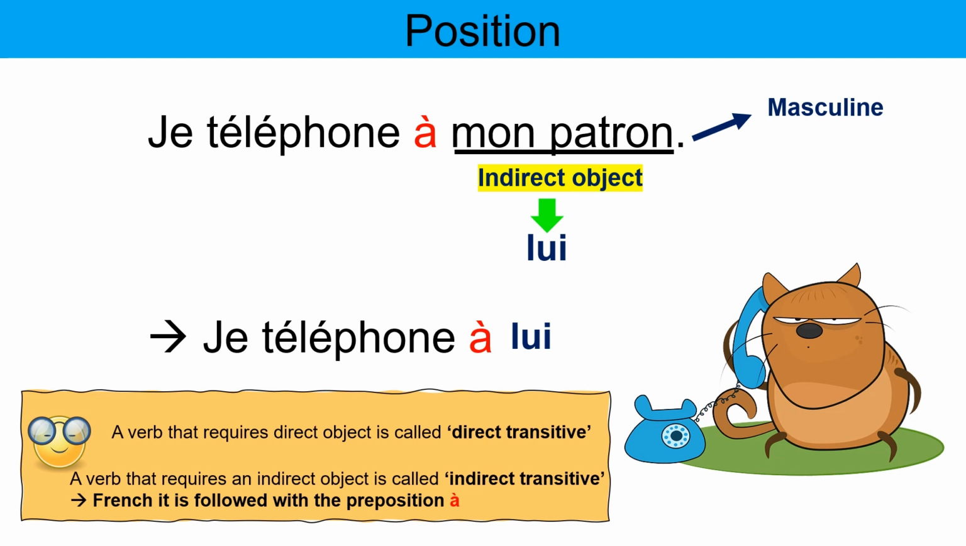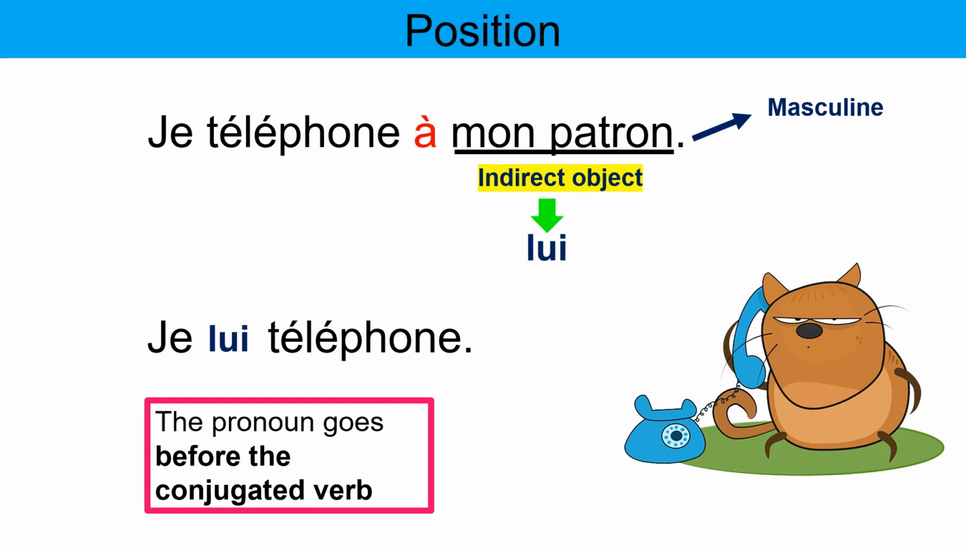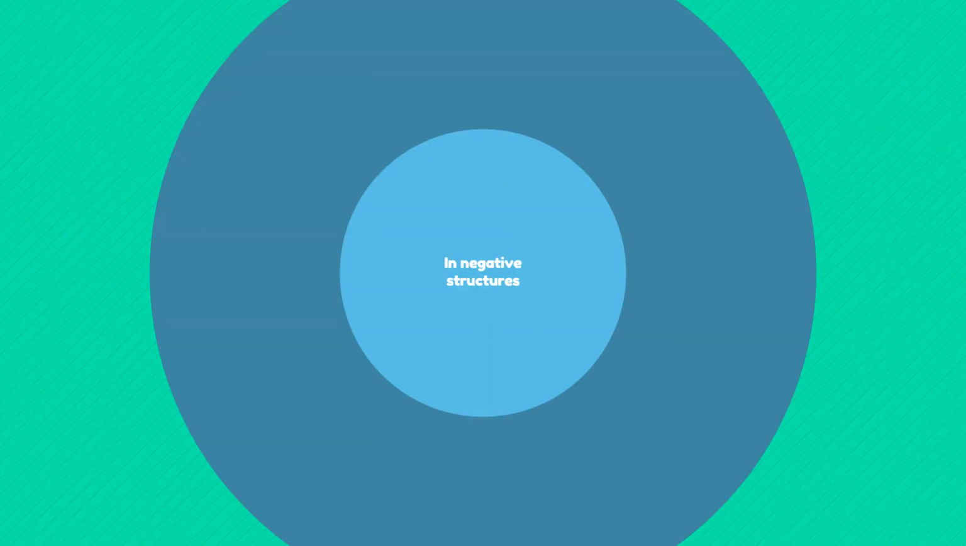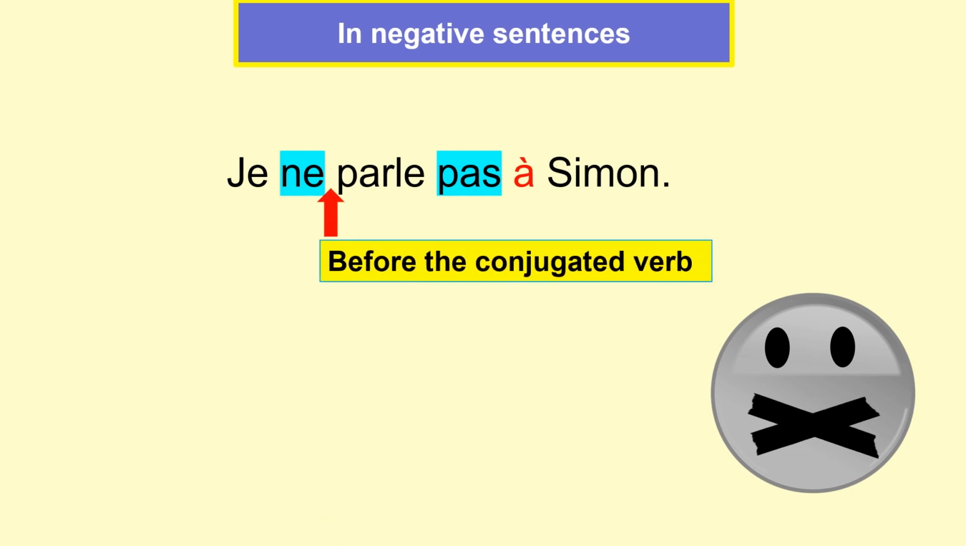Let's have a look at the position now. We end up with je lui téléphone, with lui before the verb, because as for direct object pronouns, indirect object pronouns go before the conjugated verb. When we have negatives, je ne parle pas à Simon means I do not speak to Simon. There again, the pronoun will go before the conjugated verb. Je ne lui parle pas. I do not speak to him.